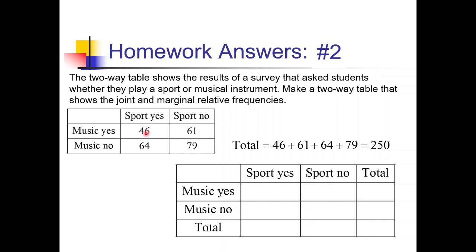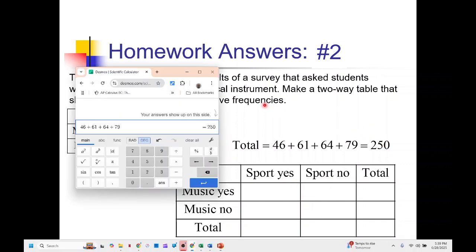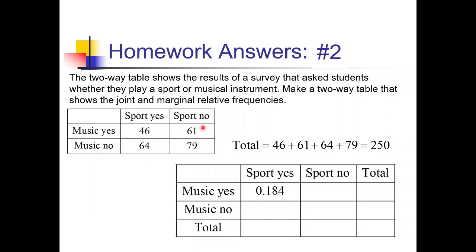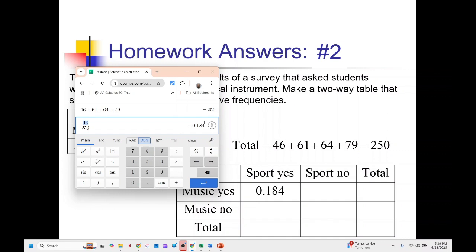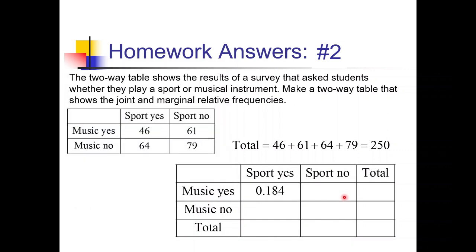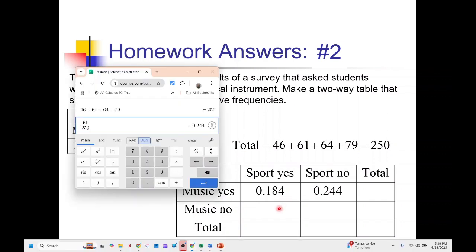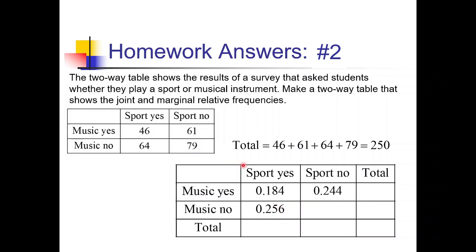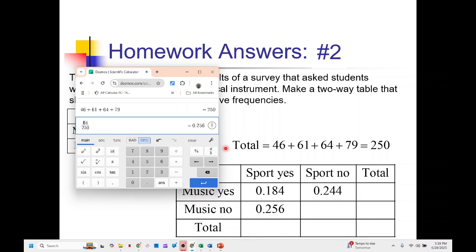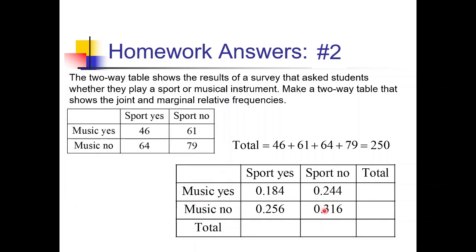So we were doing 46 divided by 250. Let me go down here. 46 divided by 250 is 0.184. And then we've got 61 over 250, so let me change that 46 to a 61. That's 0.244. Next, we'll do 64 divided by 250, so that's 0.256. And then we have 79 divided by, you guessed it, 250. And that's 0.316. Now, if you've done this correctly, these all should add up to a grand total of 1.